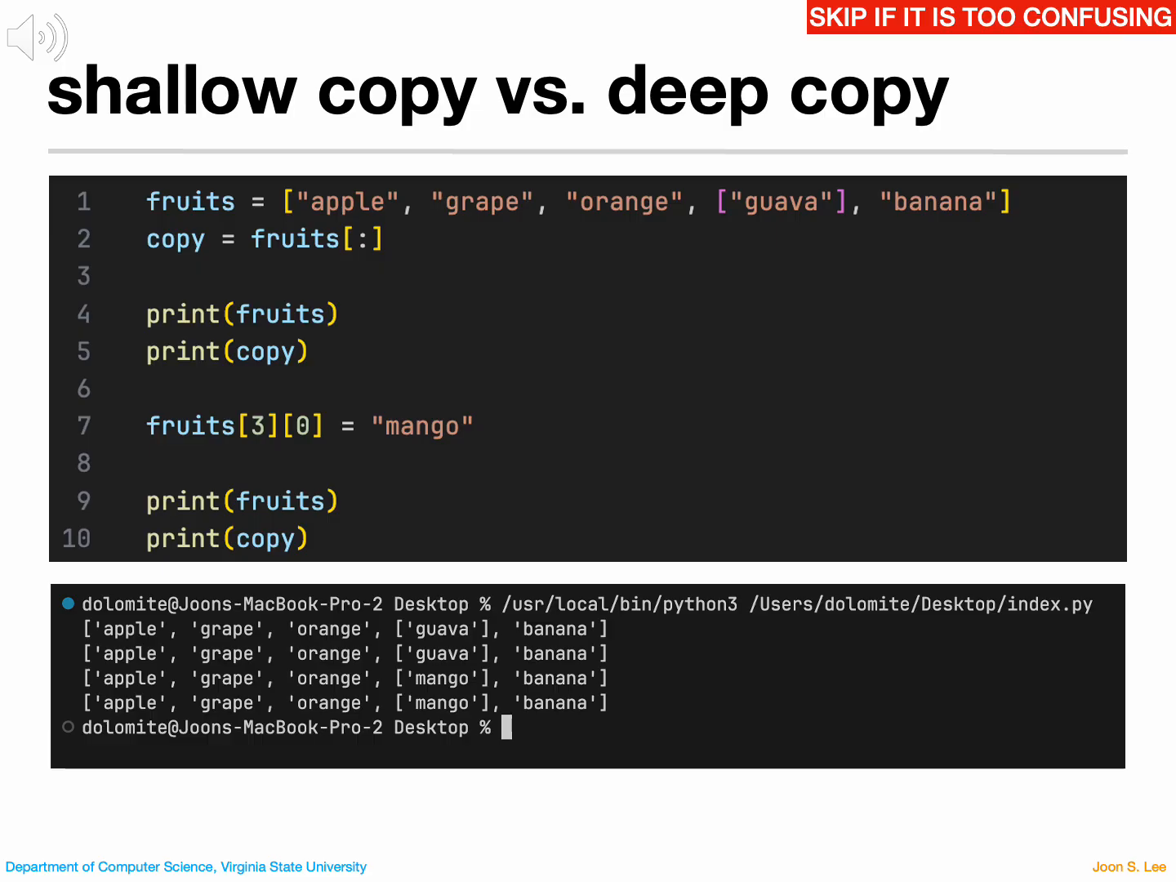This happens because a shallow copy creates a new outer list, but the inner objects are still shared between both lists. So when we modify the nested list, the change is reflected in both. This is where shallow copy and deep copy are different. A deep copy would create completely independent copies of the inner objects as well, so a change in one would not affect the other.